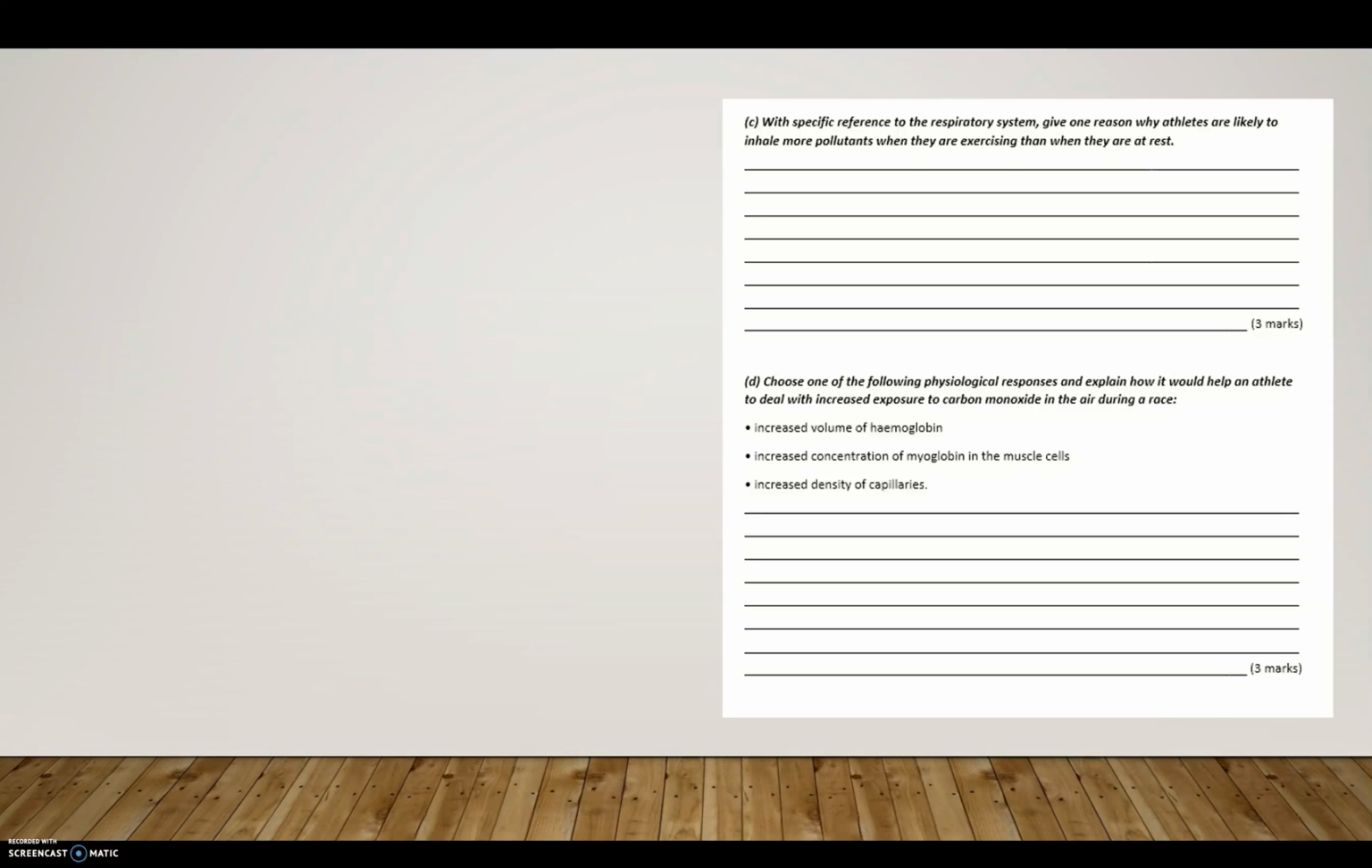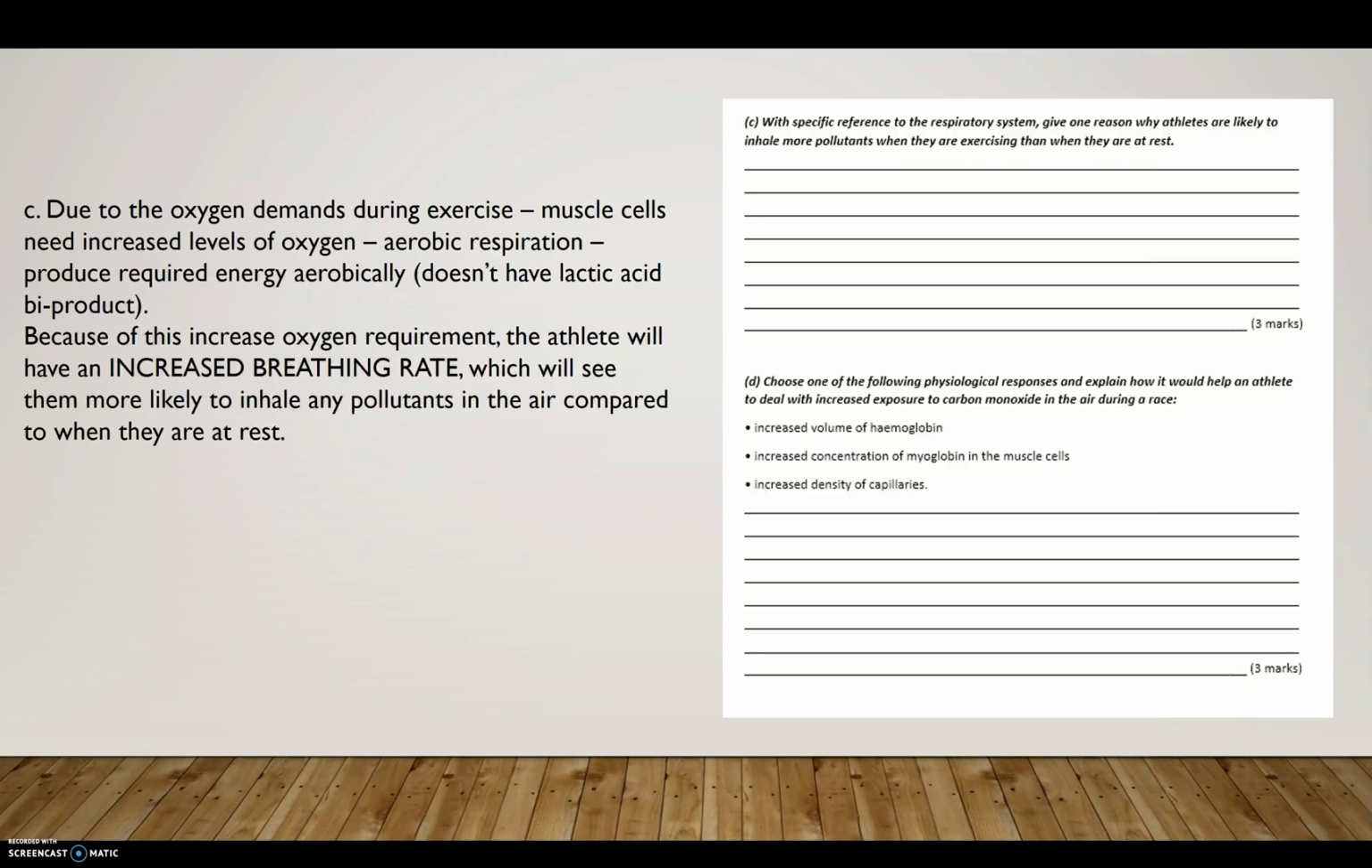Question C. With specific reference to the respiratory system, give one reason why athletes are likely to inhale more pollutants when they are exercising than when they are at rest. Looking at the oxygen demands during exercise, it would have been clear to outline that the muscle cells need increased levels of oxygen for aerobic respiration, to produce the required energy aerobically so we don't have that lactic acid byproduct. Because of this increased oxygen requirement, the athlete will have an increased breathing rate. So there are 2 of your marks there, and obviously showing a detailed response would get you that 3rd one.